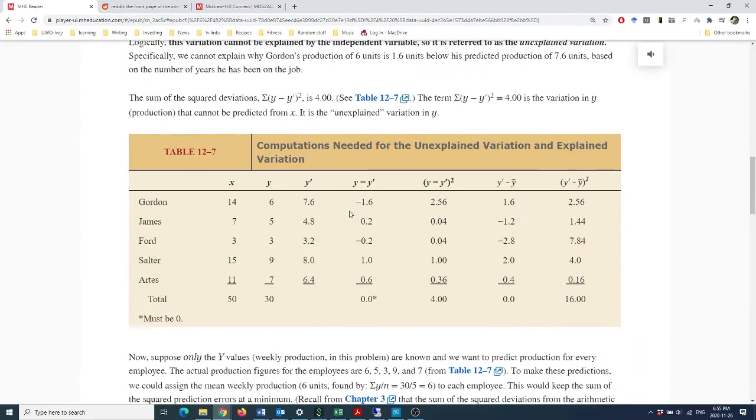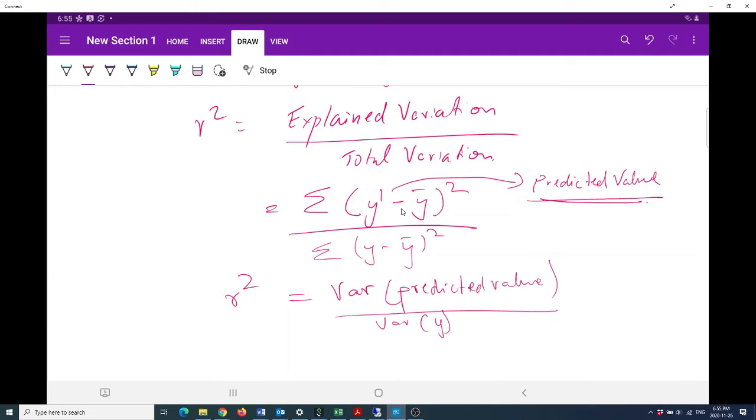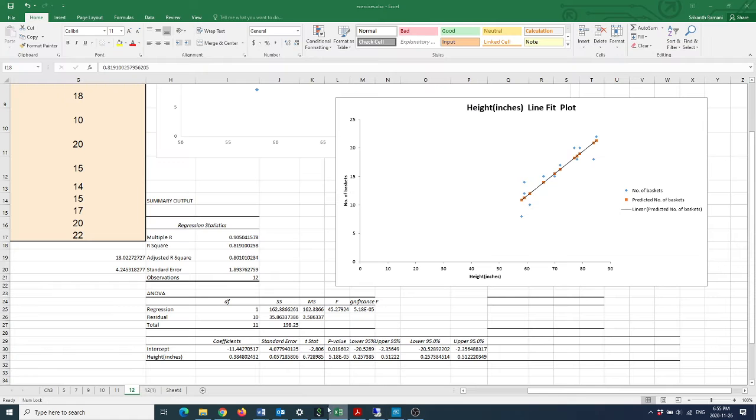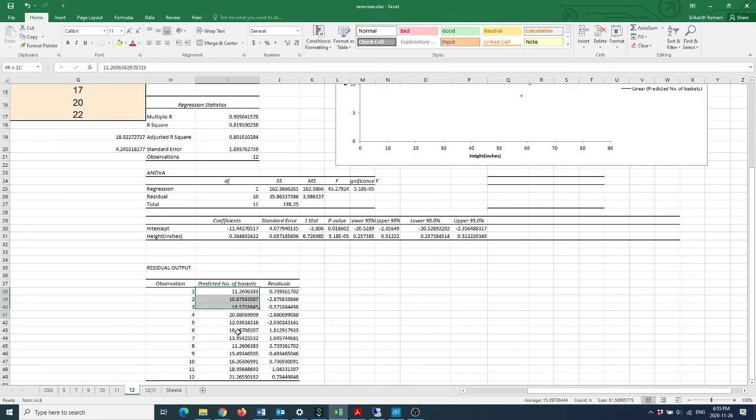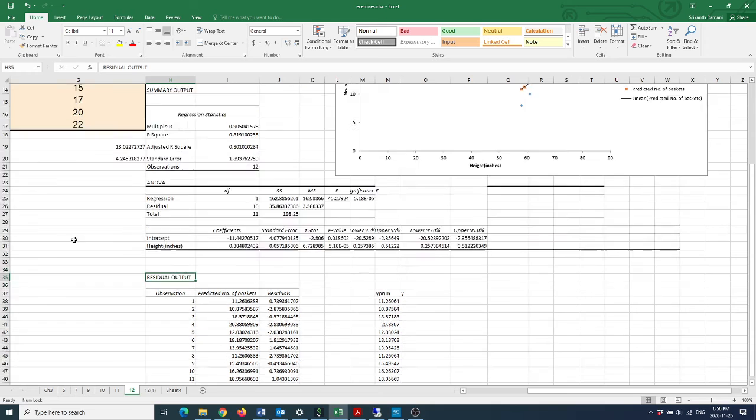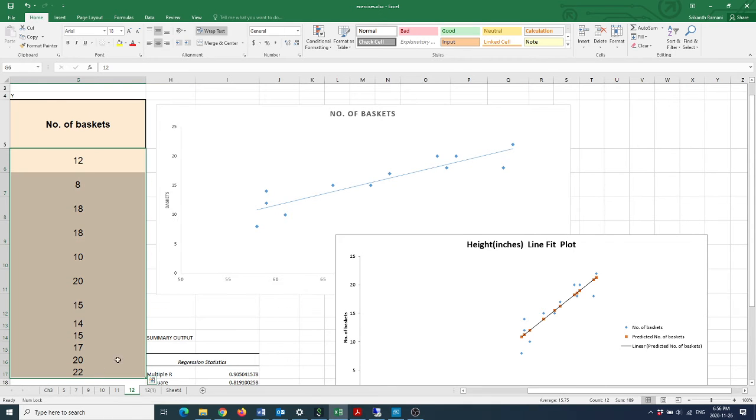So the details behind how to actually calculate, once you actually have the formula over here, y prime minus y bar, we did actually calculate a little bit. So the predicted number of baskets are given over here, and the residuals are actually given over here. So you have the predicted number of baskets. This is y prime, and the actual value y can be copied and pasted here.